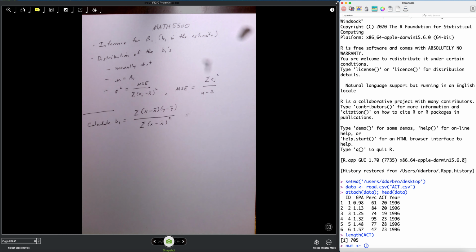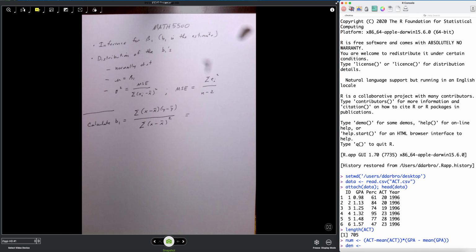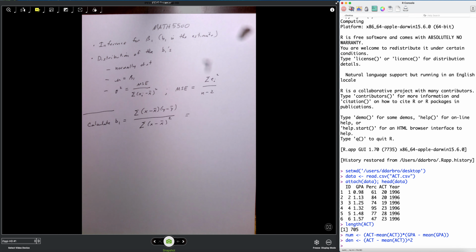So I want to calculate the numerator just as before. I want to take the x's, which are ACT minus the mean ACT, times the GPA minus the mean of the GPA. So that's going to give me my numerator. The terms for my numerator actually gives me 705 of them. Denominator, I want to create the deviation squared for x. So again, x is my ACT. And I want to square those. All right, so let's just save this as B1.